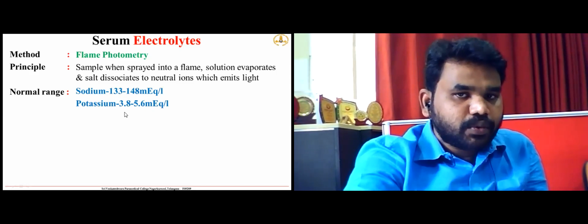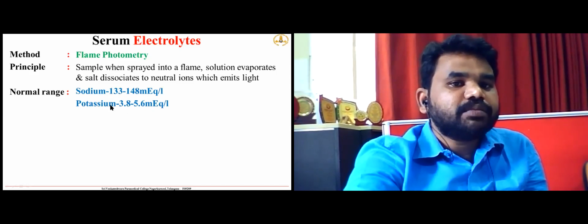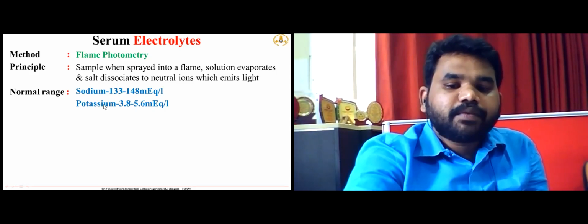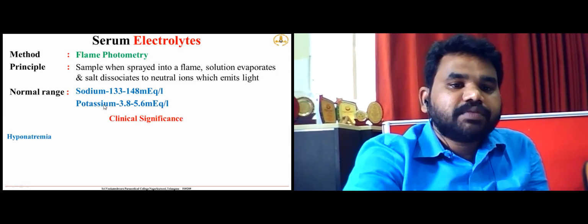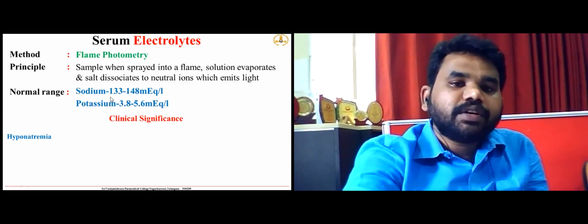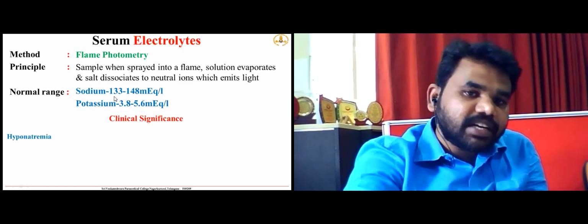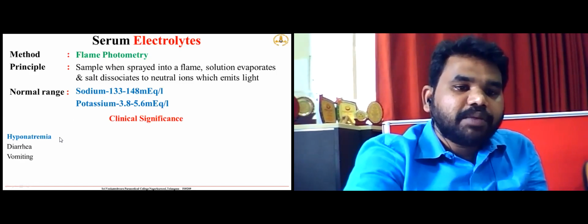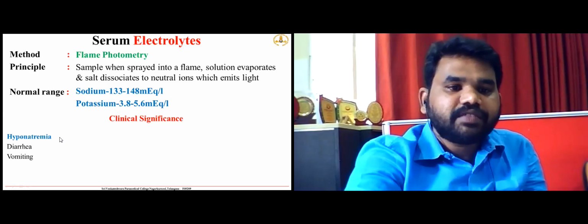So these are the two electrolytes, sodium and potassium, that we are performing on the flame photometer. Clinical significance, when we talk about sodium: the sodium value is 133 to 148 milliequivalents. If the values are less than 133, then that condition is called hyponatremia. Hypo means low, and natremia means the sodium is low.